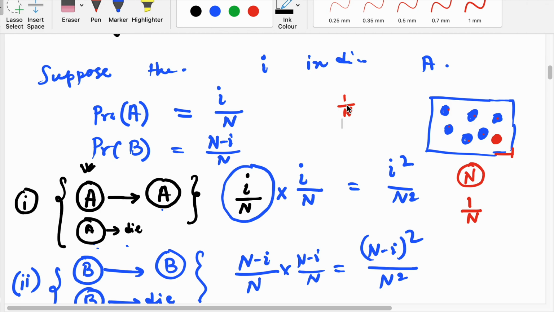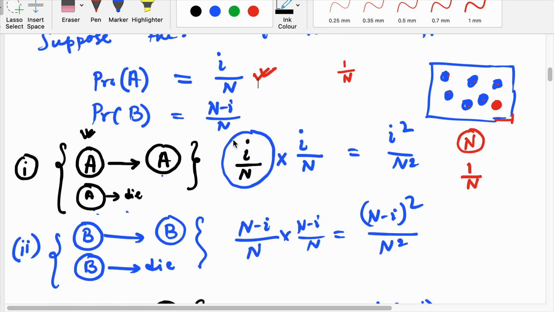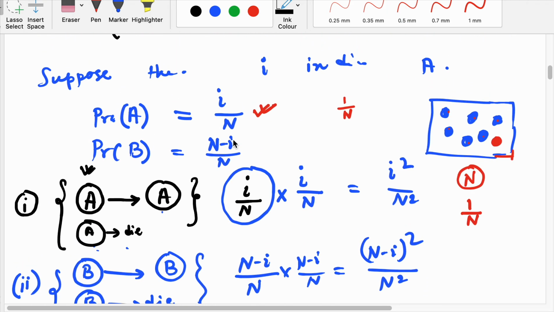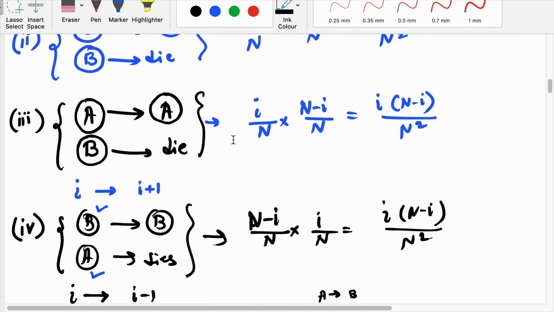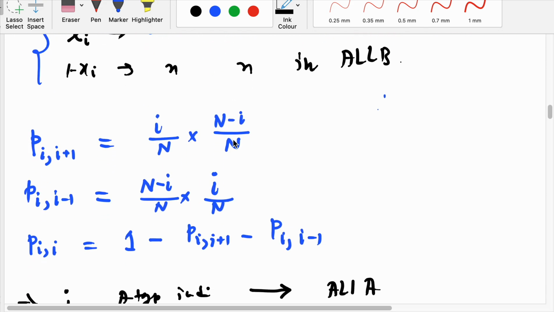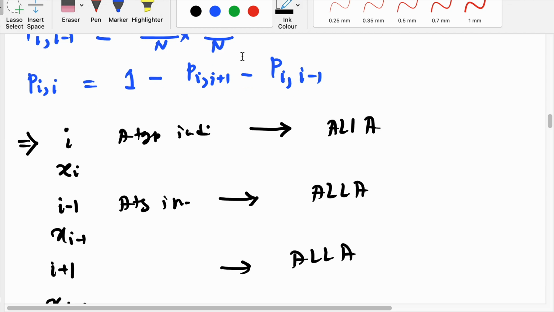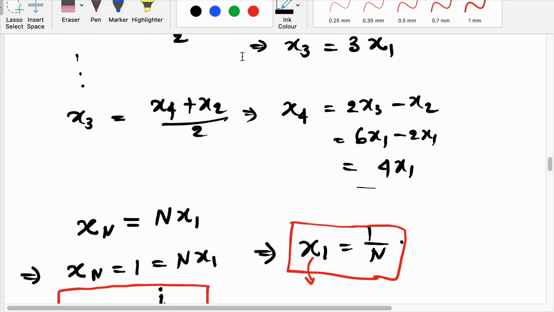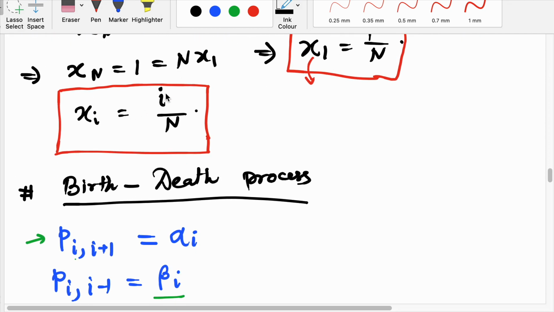That means the total probability that I number of A type individuals take over the whole population will simply be I by n. That result we derived in the previous class. After that, we saw the process from where we can calculate this I by n, x equal to I by n.